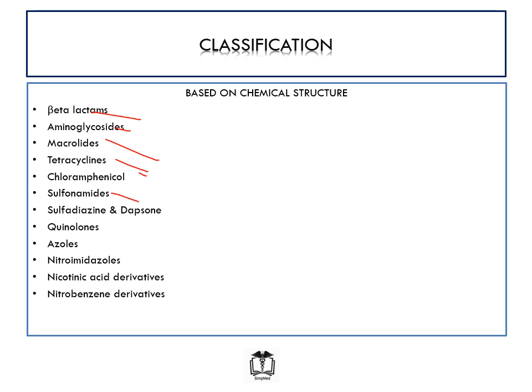Sulfonamides tend to have the sulfur group attached to them. The sulfadiazines and the dapsones, quinolones, the azoles, the nitroimidazoles, nicotinic acid derivatives, and the nitrobenzene derivatives. All these are antimicrobial drugs classified based on the chemistry. The first five or first six drugs are the drugs we'll focus on in our module under GBP.